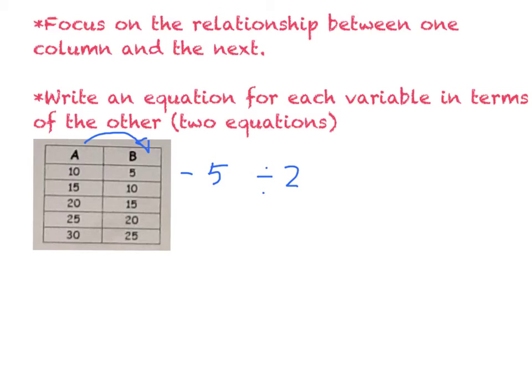20 minus 5 is 15. 25 minus 5 is 20. 30 minus 5 is 25. So that's probably indicating that subtracting 5 is going to be my answer. But let's check dividing by 2 just to make sure.